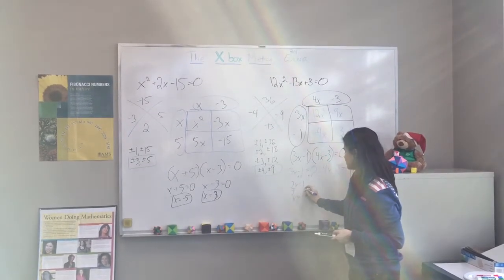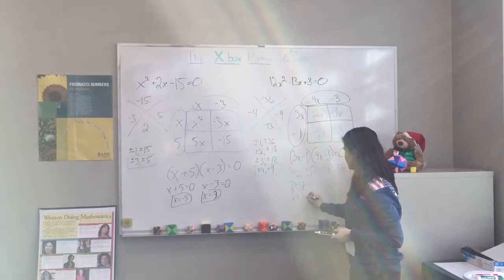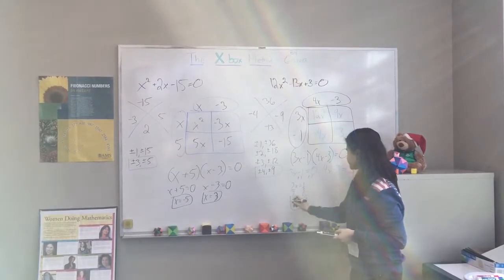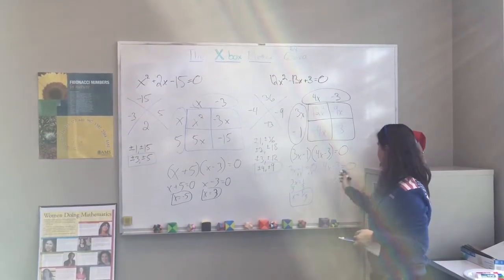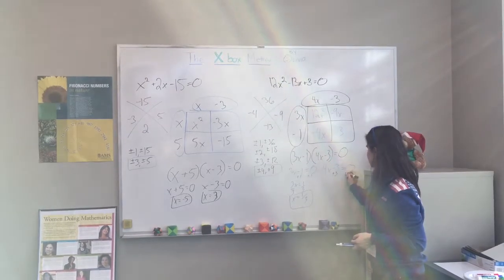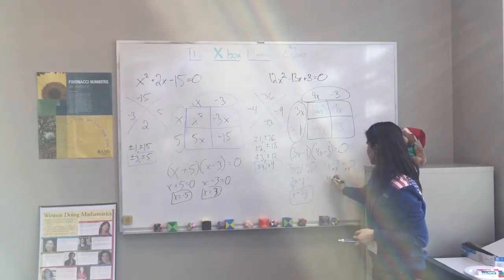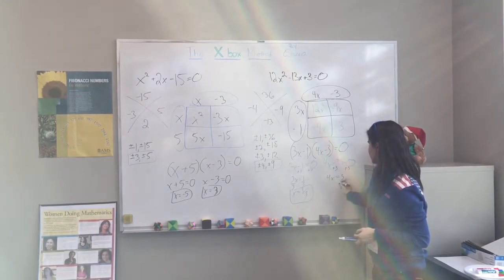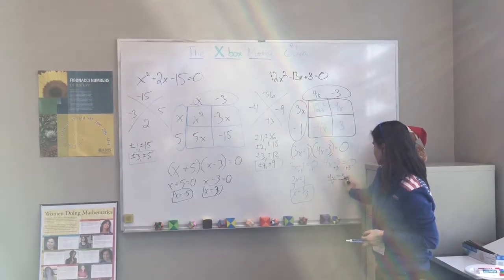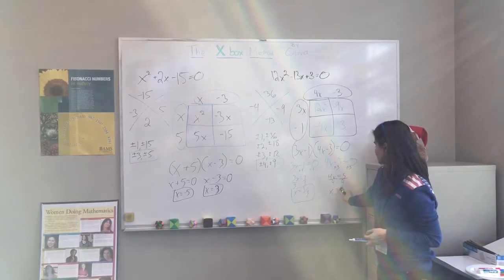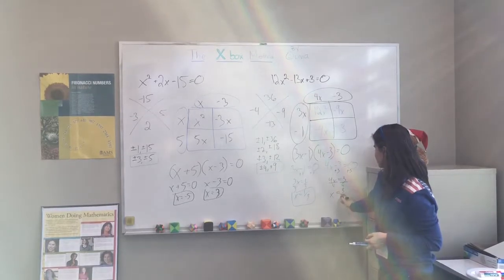Gets you x equals 1/3. For the other factor, 4x minus 3 equals 0. You can add 3 to both sides to get 4x equals 3. Divide by 4. x equals 3/4.